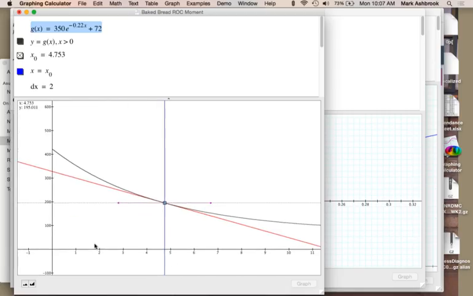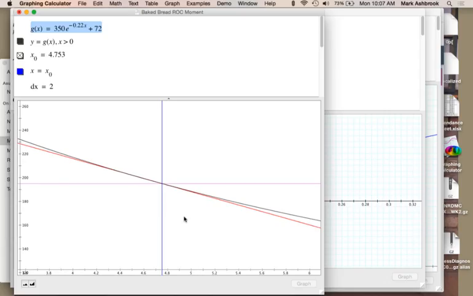Okay. So here we're going to start again. We're going to zoom in, and then we're going to change dx. So we're showing a moment, again, from like 4 to 6 or something like that. So let's change dx to what? Like 0.2. Instead of 2, let's change dx to 0.2.